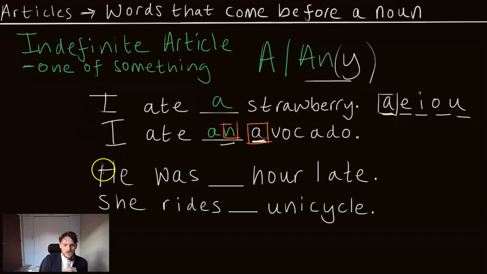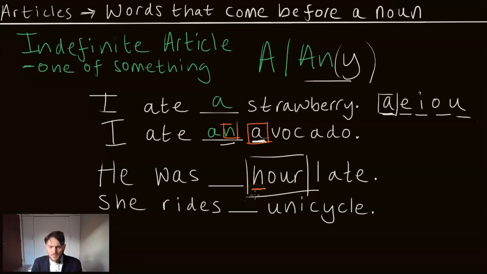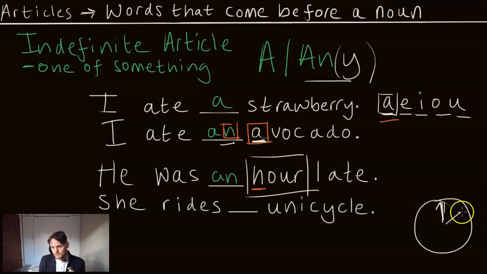For example, look at this sentence. He was a hour late. Let's look at this word. What's the sound at the beginning? Well, we have a letter H, but listen to the word. Hour! It sounds like another a sound, doesn't it? It sounds like a vowel sound. So what do we say? He was an hour late. He was an hour late.